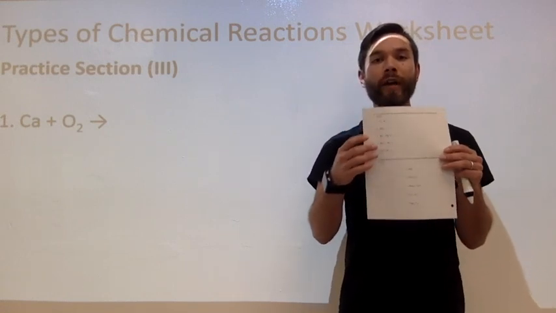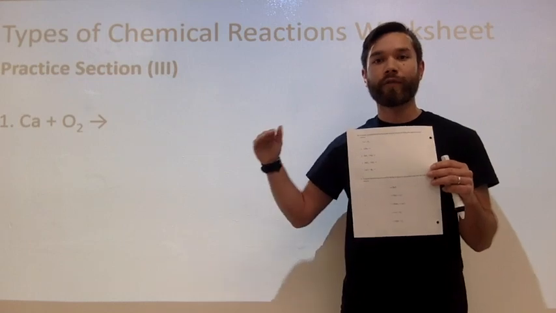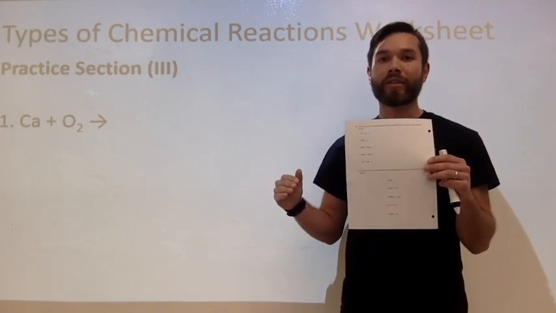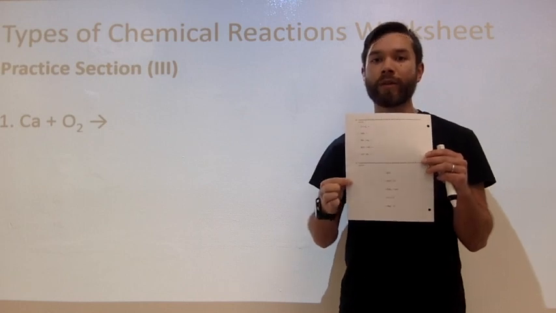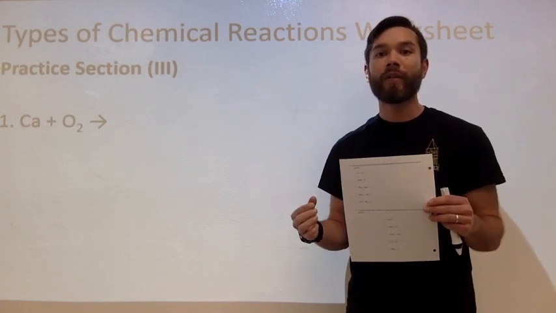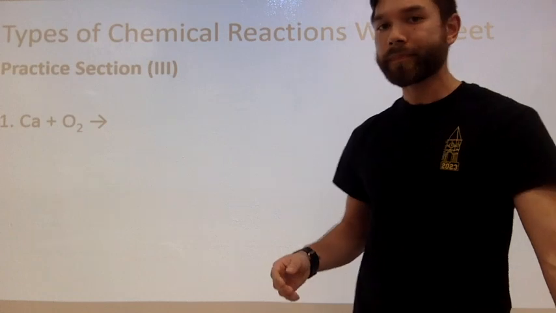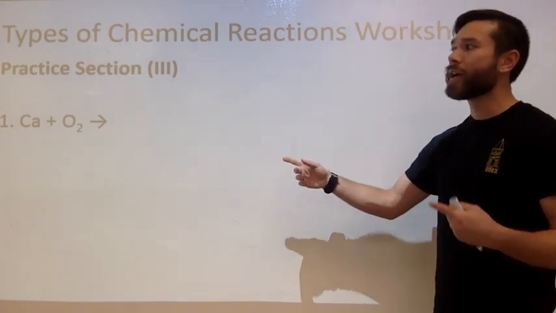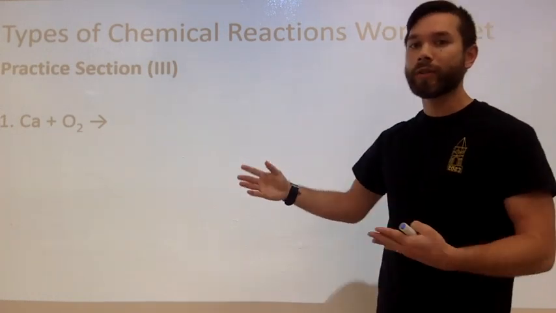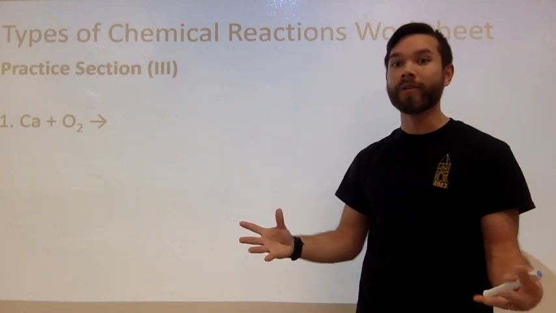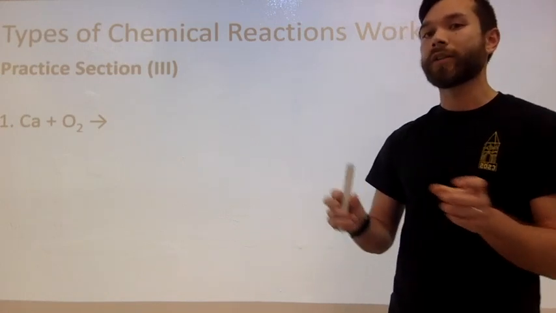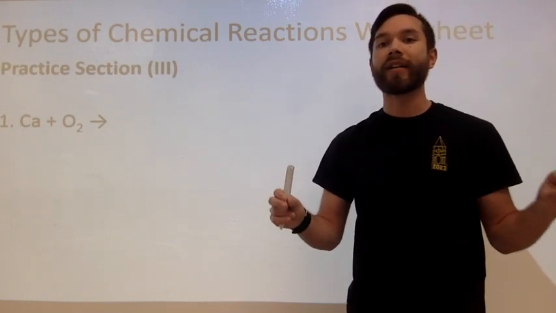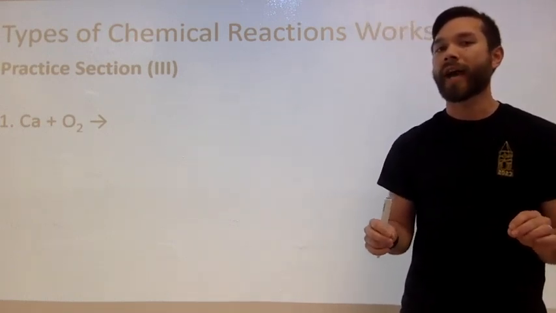But for the third and fourth section, I do want to go over the first one in each of those sections on the back. So we're going to do the first one in section three together. We're going to do the first one in section four together, just so you have an idea of what's going on. So take a look at what they're asking you. It says Ca plus O2 yields, who knows, but you do, right? That's the idea. You should just be able to look at the reactants or the product and still be able to tell what kind of reaction it is.